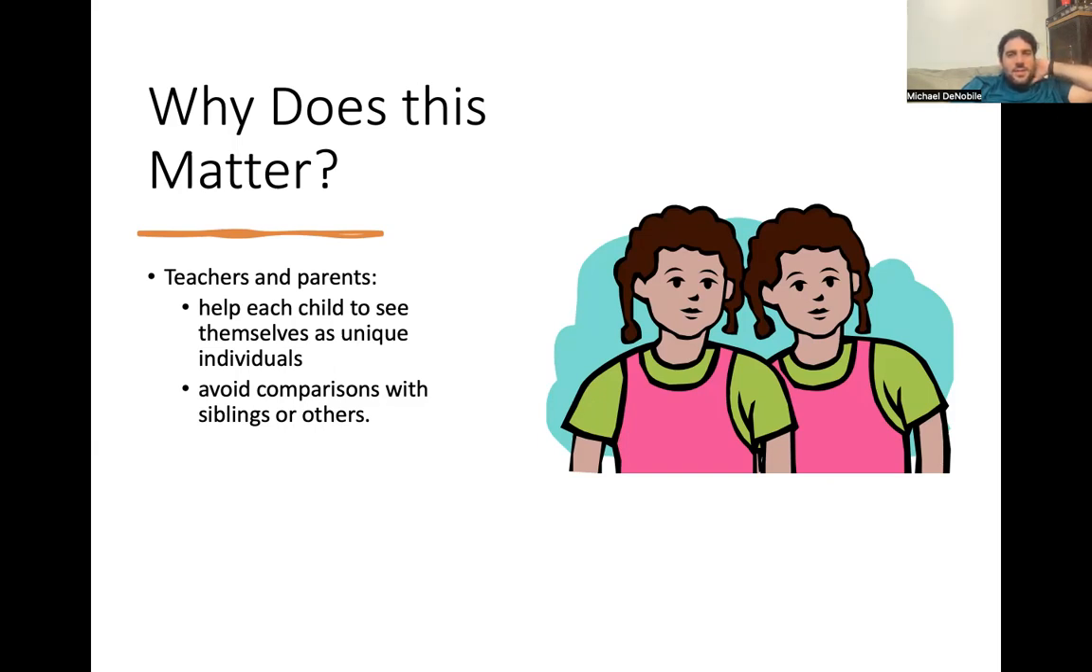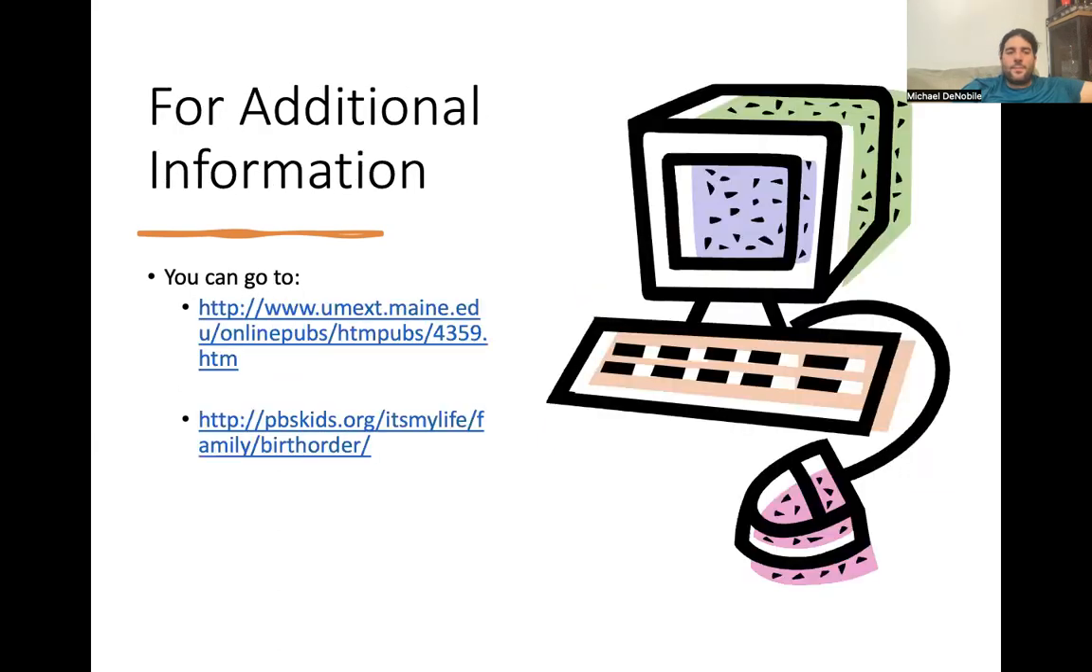And this especially is important when it comes to twins and triplets and quadruplets. With twins, especially if all they're known as is so and so's twin, a lot can get lost in translation. So as teachers and parents, again, we need to help our children see that they are unique individuals. We need to avoid comparisons, and so on.